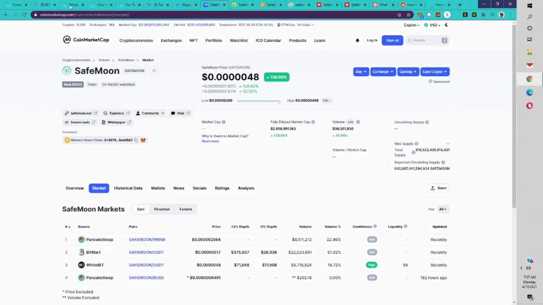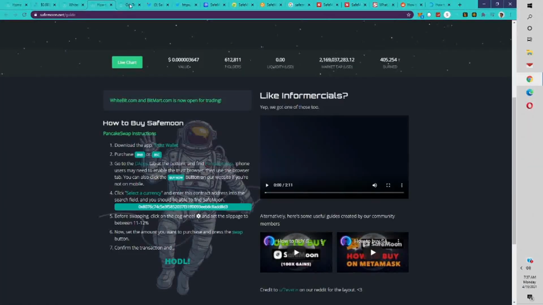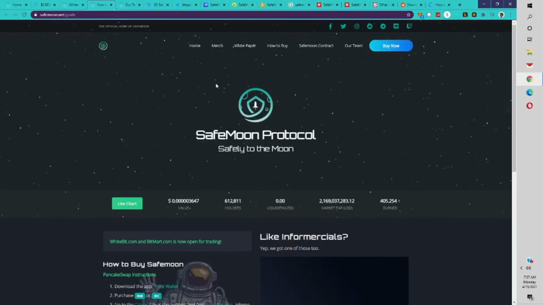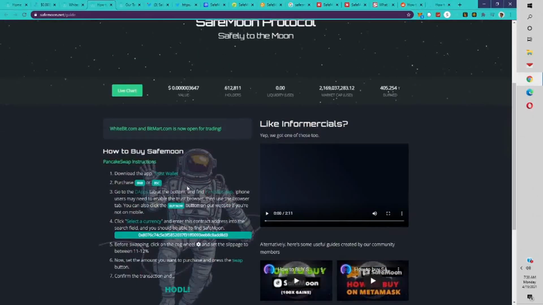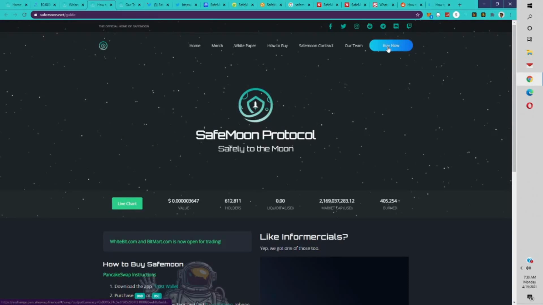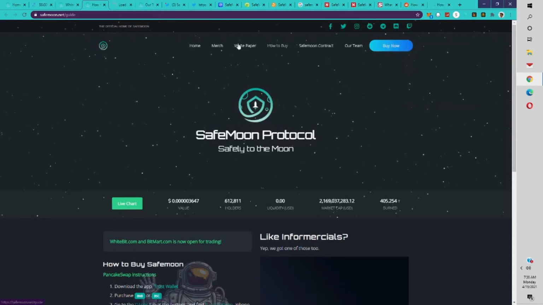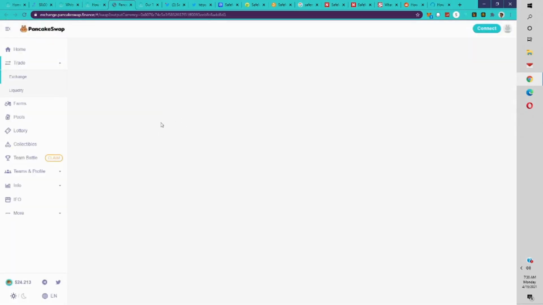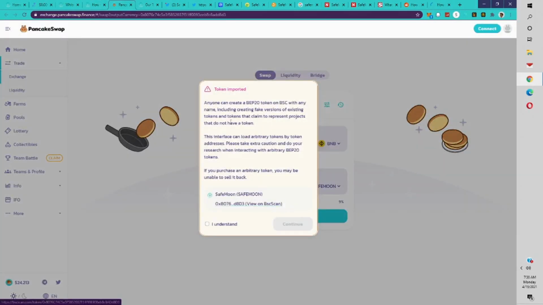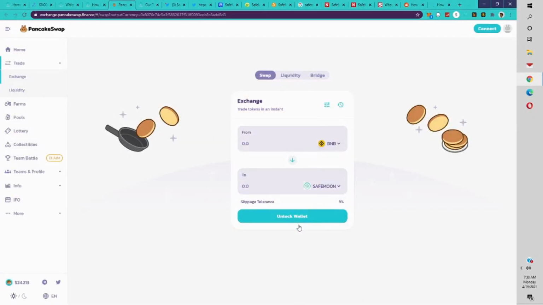Now, they have instructions on the website. If you go to the website of Safemoon, you can see how to buy Safemoon. Download the app, Trust Wallet, purchase BNB or BSC. Go to the dApps tab at the bottom and find PancakeSwap. iPhone users may need to enable the Trust browser, then use the browser tab. You can also click the Buy Now button on our website if you're not on mobile. If you go to safemoon.net and click the Buy Now button, that will take you straight to PancakeSwap to buy Safemoon, okay? You'll get this page here. You just say, I understand, hit continue. Then you will connect your wallet, and then you can just buy Safemoon that way.